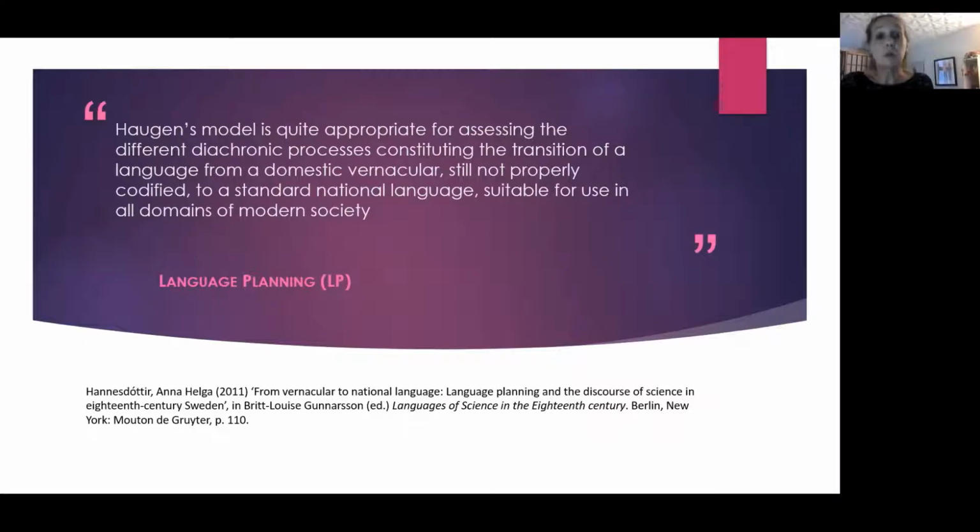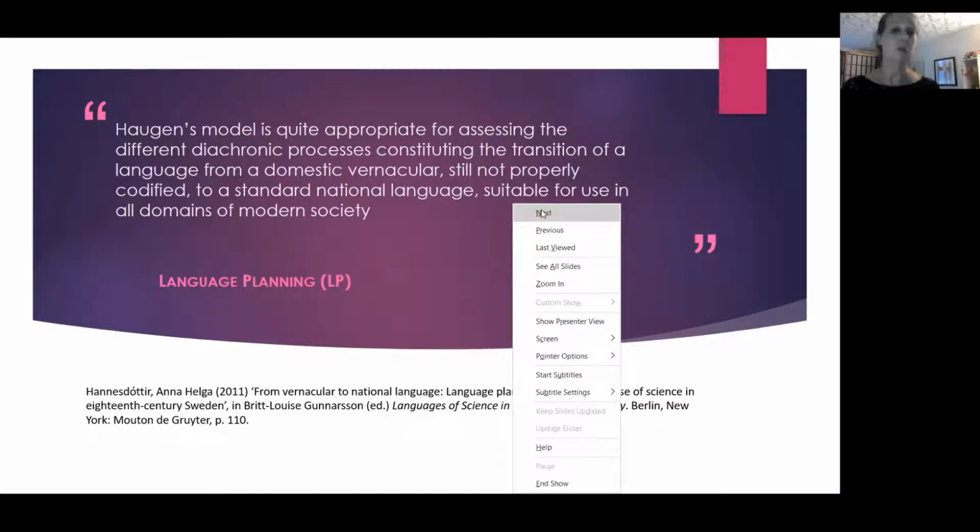Haugen's model is appropriate for assessing the different diachronic processes constituting the transition of a language from a domestic vernacular, which is a keyword here, which is still not properly codified, to the next keyword, the standard national language, and that's the standardization process suitable for use in all domains of modern society. And all domains refers or pertains to the function of the elaboration and the implementation of the language. And of course, this is all part of what we call language planning and language policy.